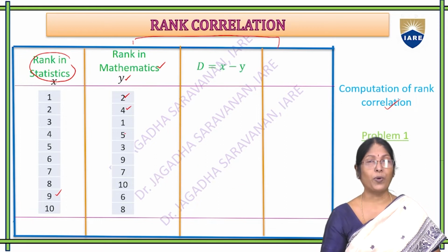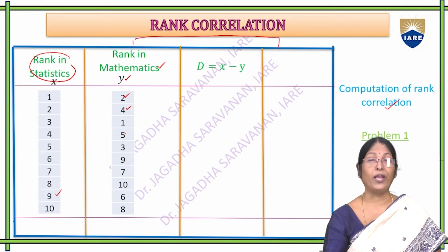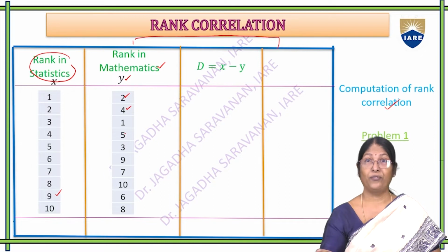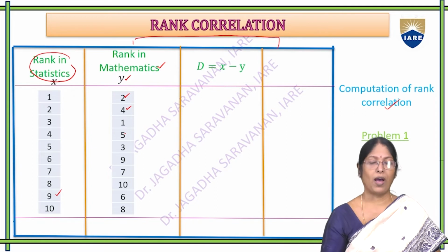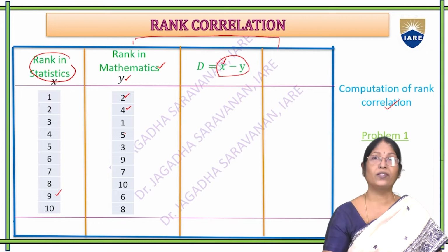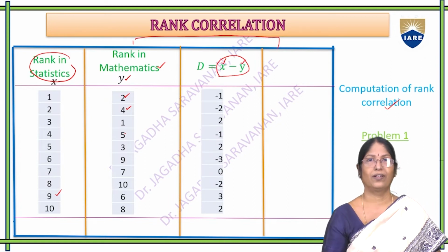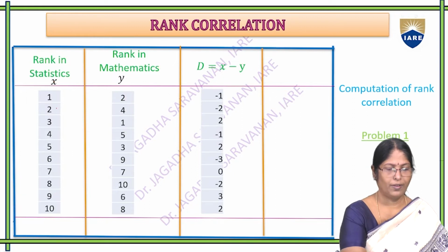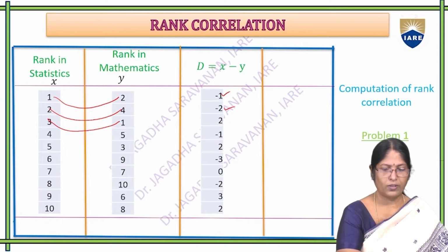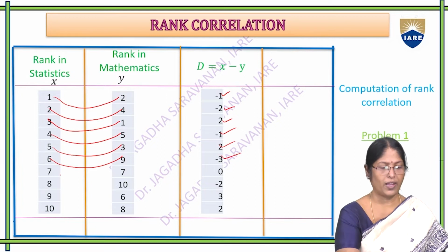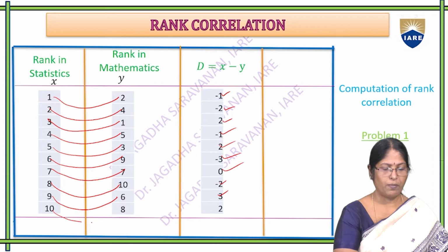We need the formula. There is a term summation d square. To get d square, first we have to find what d is. The d is nothing but the difference between ranks, so x minus y, because we know very well that x is the rank in statistics and y is the rank in mathematics. So 1 minus 2 is minus 1, 2 minus 4 is minus 2, 3 minus 1 is 2, 4 minus 5 is minus 1, 5 minus 3 is 2, 6 minus 9 is minus 3, 7 minus 7 is 0, 8 minus 10 is minus 2, 9 minus 6 is 3, 10 minus 8 is 2.